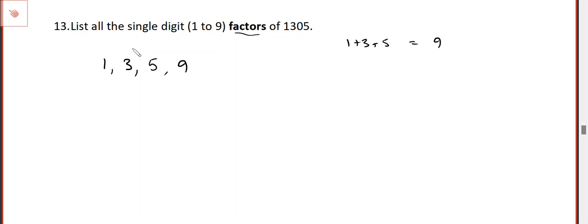Some people did it by hand, I saw that, which is fine. So you do 1,305 divided by 1. What do I get? 1,305. I should know that one. Can't do that one because it doesn't divide by 2 because it ends in 5. Got that? Got the process for that one?